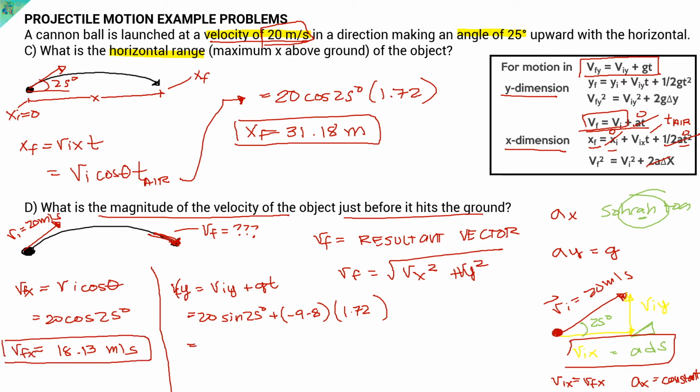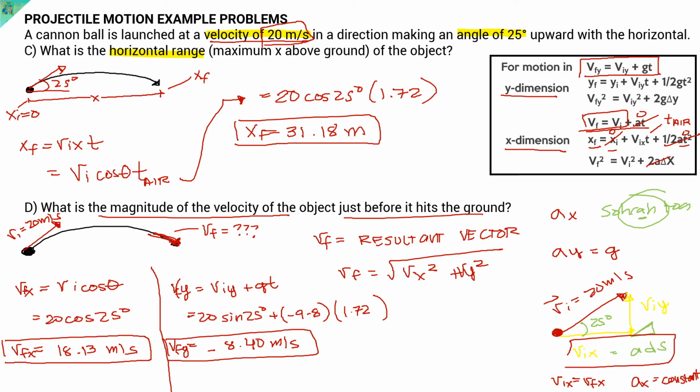Meanwhile, for our VFY, let's put that in our calculator. 20 sine 25 plus negative 9.8 multiplied by 1.72. The answer there is negative 8.403. So the answer here is negative 8.40 meters per second. So this is now your VFX, and this is now your VFY.